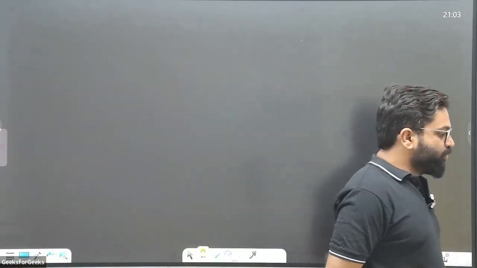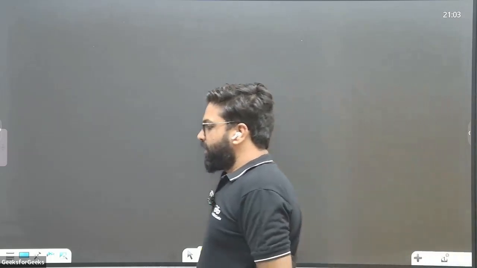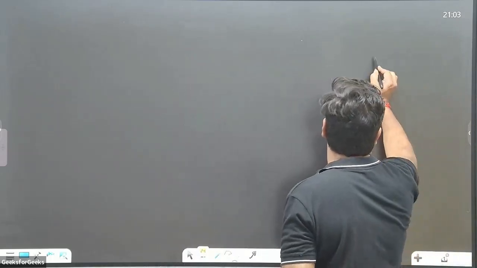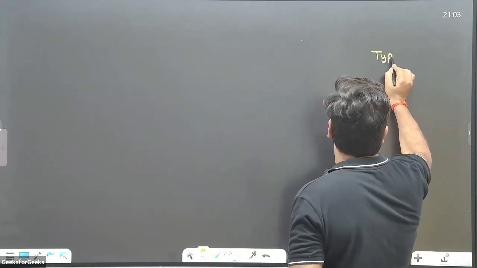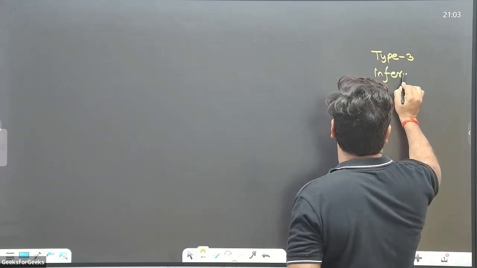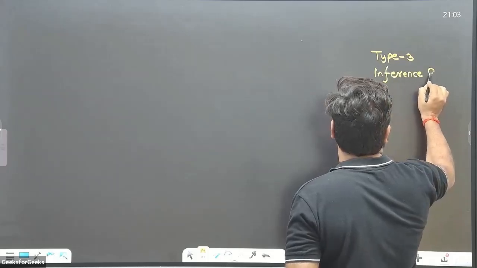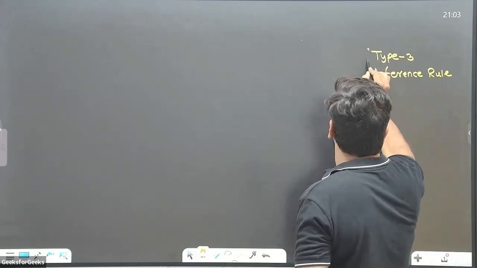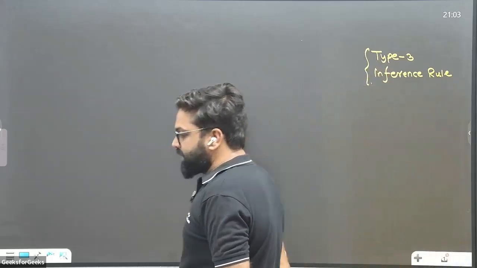Yesterday, we covered type 1 and type 2. And today we will be starting with type 3. And type 3 is related to the inference rule.